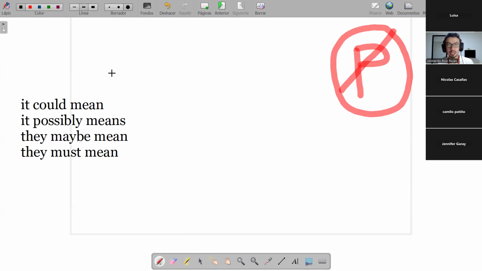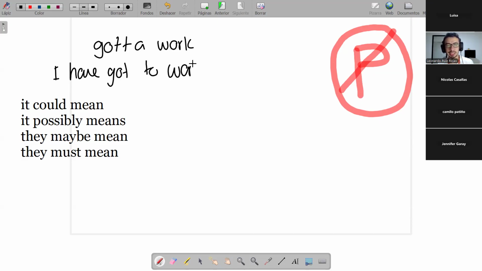Si usas gotta, ya no necesitas usar el to. Entonces sería I, perdóname, okay. I gotta work. I gotta work. Si lo usas completo, ahí podrías decir I have got to work. Ahí sí tendrías que usar el to si lo usas completo, pero si usas gotta ya solo sería como I gotta work y ya está. ¿Listo? Thanks. Right? Muy bien.